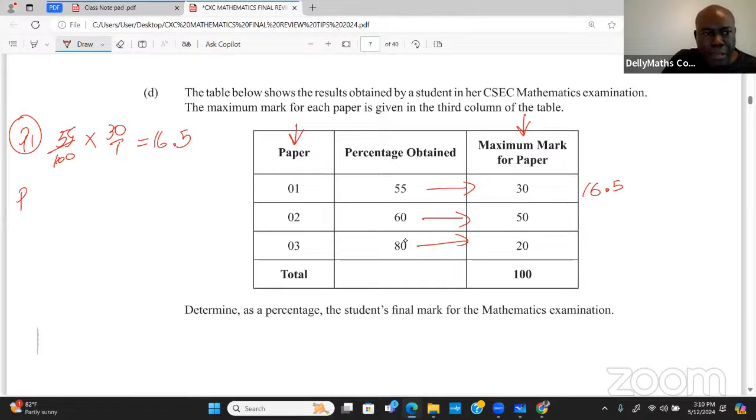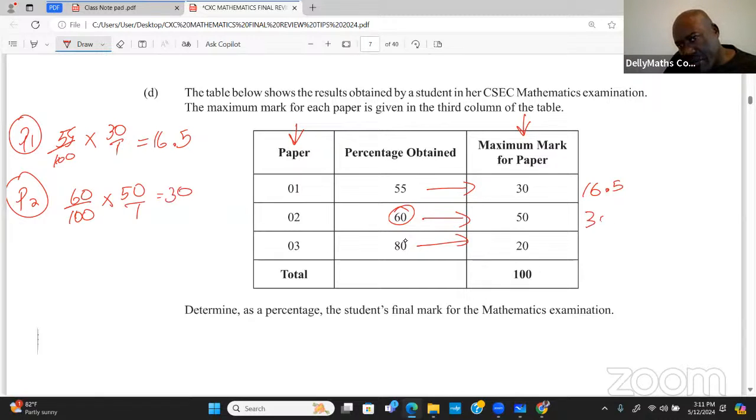Let us take a look at paper 2. For paper 2, we're told that this student also got 60% out of the 50 marks. So we need to know that mark. So it's going to be 60 over 100, and you want to multiply this by 50, right? So you want to work that out, and we're getting 30 for that. So this is going to give me 30 marks. And it means that this person got 30 marks out of the 50 for paper 2.